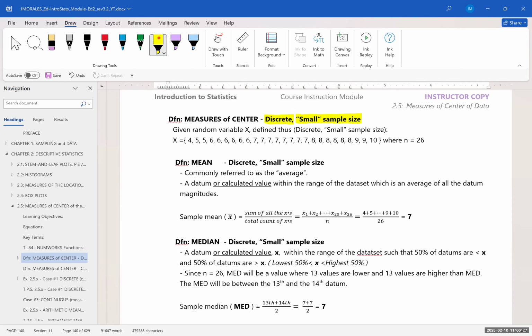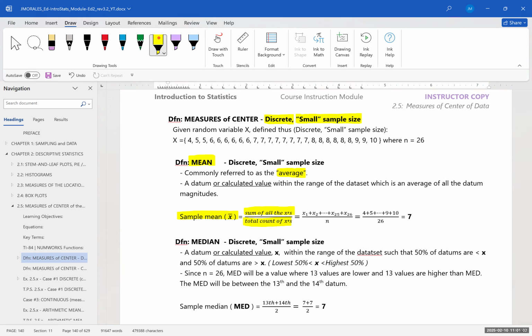All right, so the first measure of center is called the mean. The mean is commonly referred to as an average. And the mean is a datum or calculated value within the range of the data set, which is an average of all datum magnitudes. So the sample mean is going to be the sum of all the values of all the datums in the data set divided by the total count of datums in that data set.